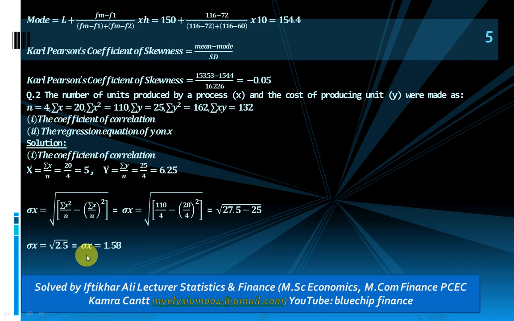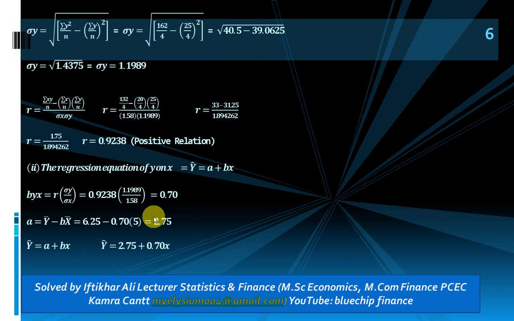After that we will get standard deviation of x, that will be 1.58 after putting the values into the formula, and standard deviation of y after putting the values into the formula will be 1.1989. Finally we will apply the formula for correlation coefficient, that is equal to sum of xy over n minus mean of x multiplied by mean of y, whole divided by standard deviation of x and standard deviation of y. So after putting the values into the formula, correlation coefficient is 0.9238, which is indicating the positive relation.